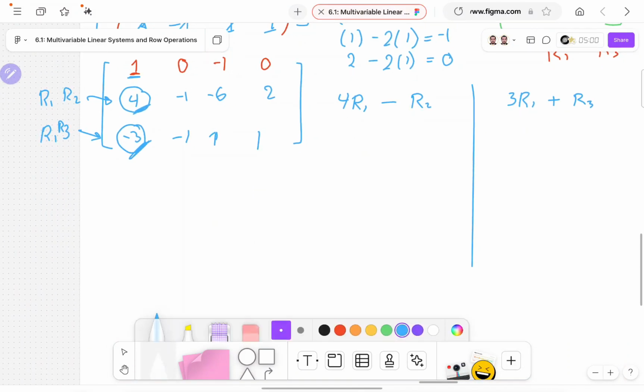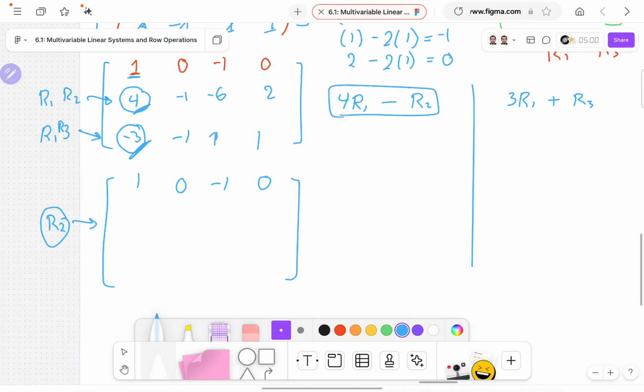So now the new matrix will be like this: 1 0 negative 1 0. Now let's do it. So row 2 will follow this formula that I just wrote. So now 4 times row 1, which is 1, minus row 2, which is equal to 4.